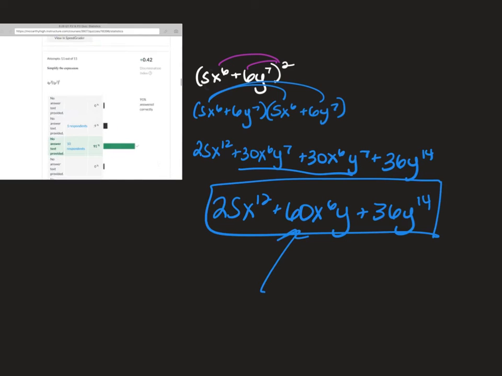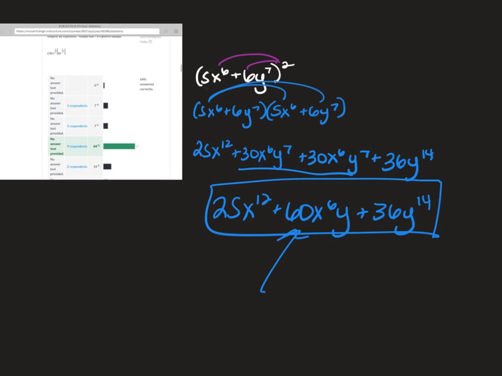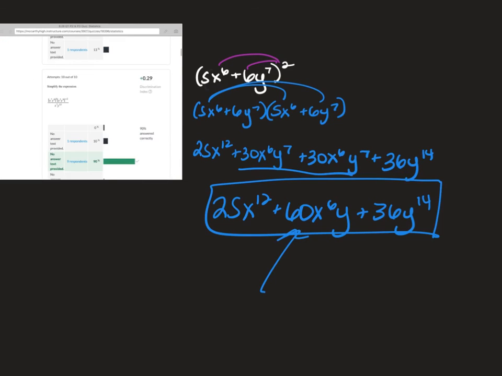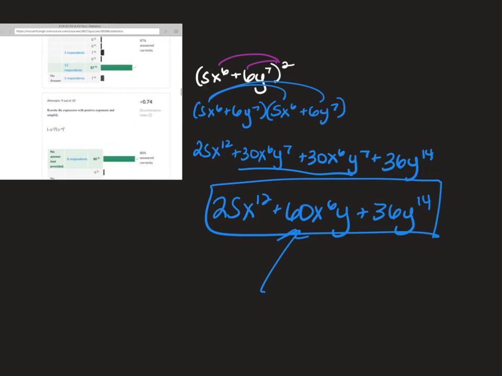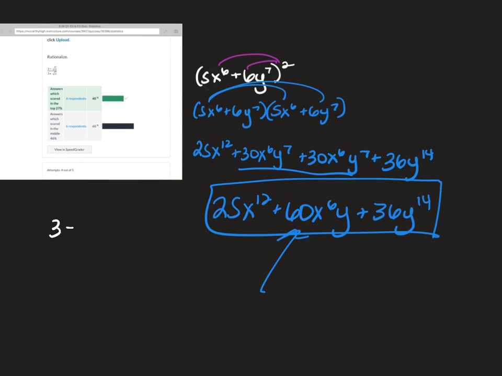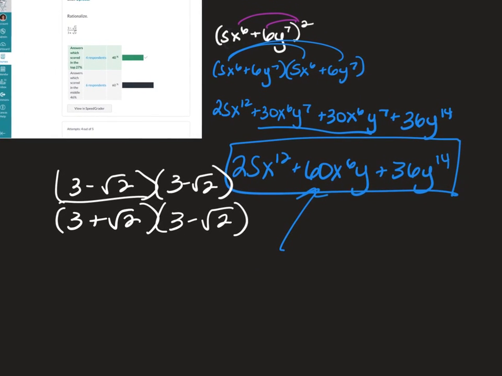Let me see what else was missed. A lot, which was... Yeah, this one. So they're rationalizing 3 minus square root 2 over 3 plus square root 2. So you had to multiply by the opposite, which would have been 3 minus square root 2. And then in the numerator, you would have to FOIL that out.